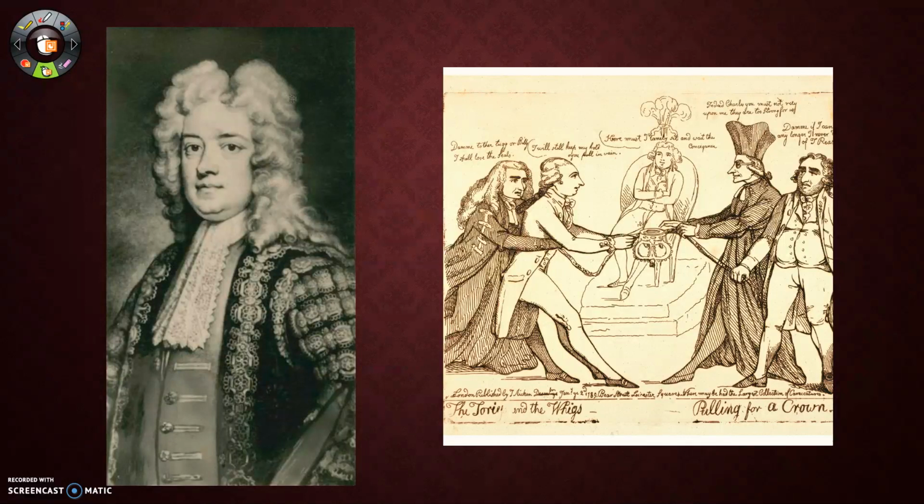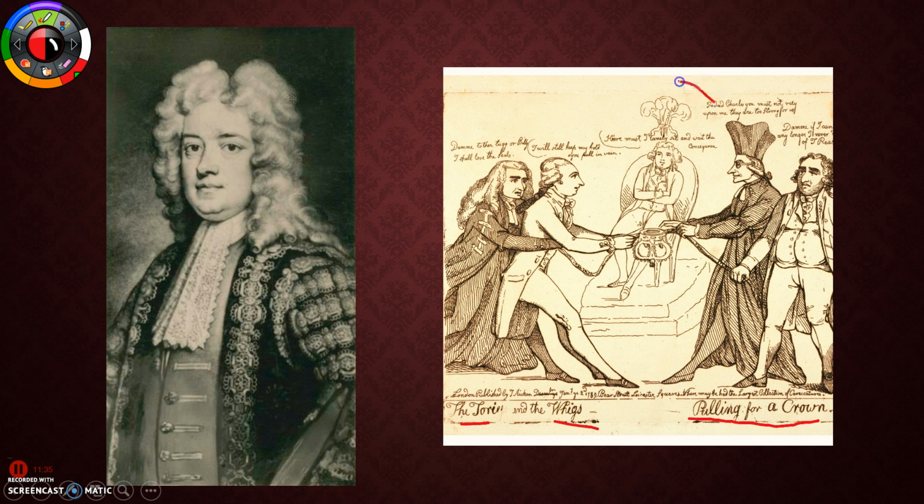So there's Robert Walpole. You can see here his awesome wig, and you can also see, if you look in this political cartoon, the narrative that's going on. So over here it says "pulling for a crown," and it says the Tories and the Whigs. We've got two different political parties, and you've got the king, or rather, actually, that's the Prince of Wales, who was the regent for King George III once he lost his mind. You can tell that that's the Prince of Wales because it's got the 3 feathers, which is associated with the Prince of Wales.